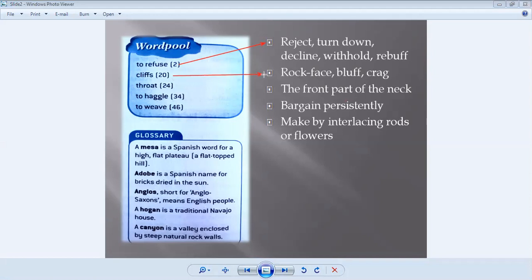As the student said, it has something to do with the mountain. Rock is more like big pieces of rocks. Some of them are flat, some are sharp, some are very edgy. We call them cliffs, right? Okay. Throat is the front part of the neck. To haggle, as the student said, means to argue about the price.